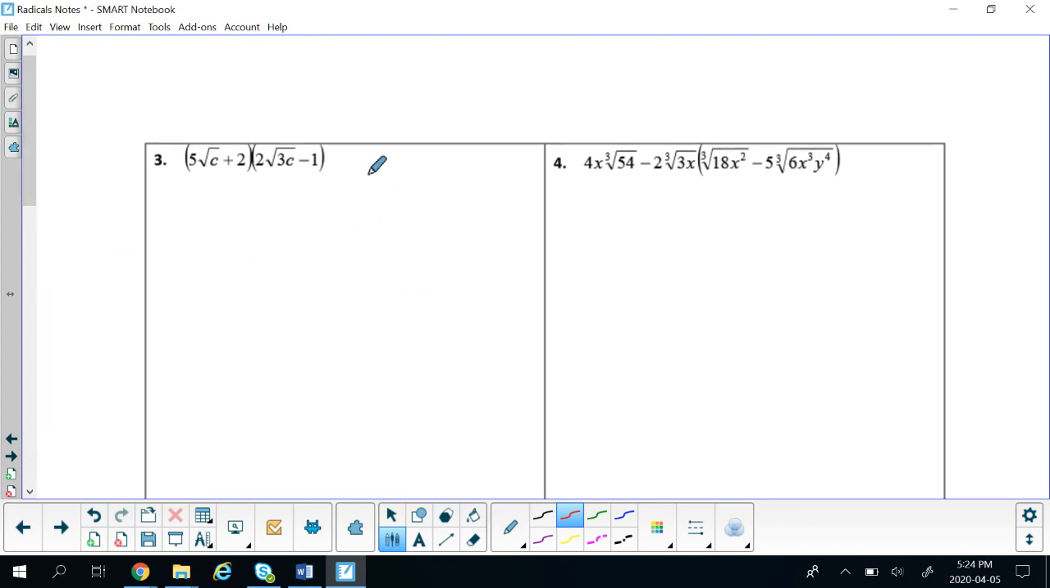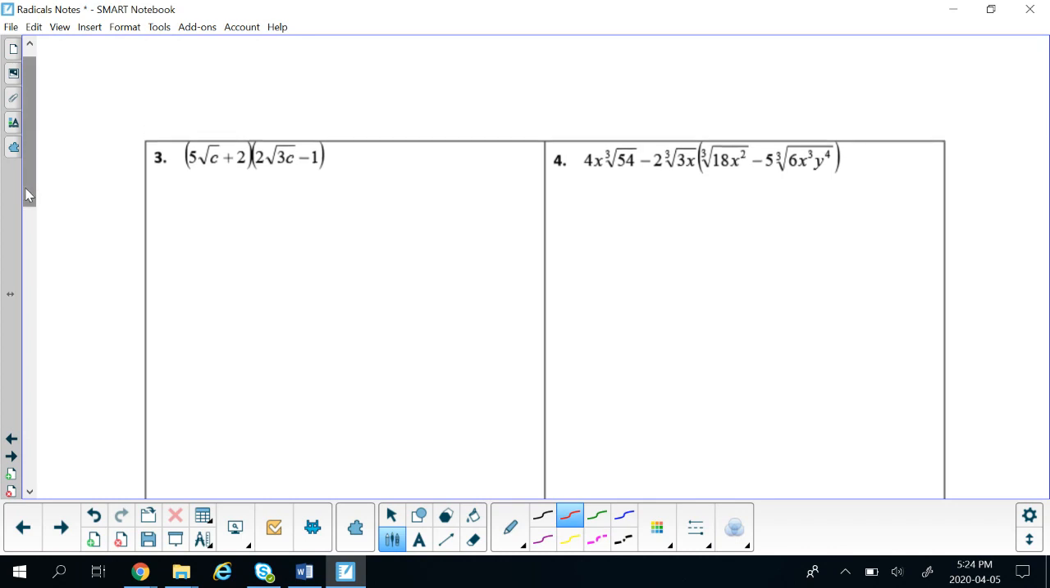Okay, I want you guys to try question number 3 by yourself, and the answer key is posted on D2L. It's straightforward. Again, you're going to open the bracket here, and you're going to simplify the like radicals. Okay, I'm going to do question number 4. Question number 4 looks really intimidating, but it's not that hard. Okay, I'm going to simplify this question.